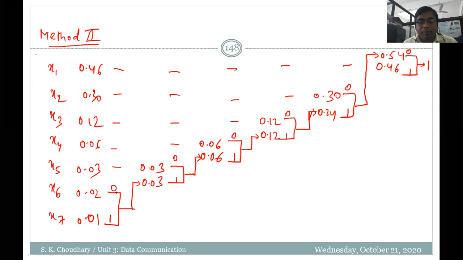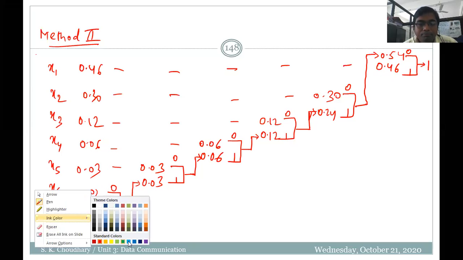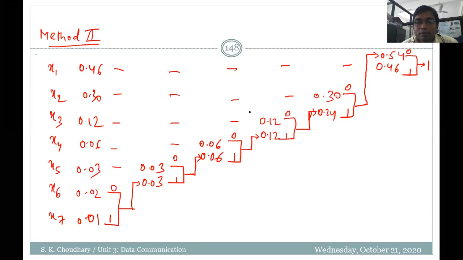In the last method, what I have done, the summation of probability was kept above the next value of probability if both values come the same, and here I have kept it below. Now we have to use this method. We have to do the function of reverse tracing and write the value of the code words for the corresponding symbols.